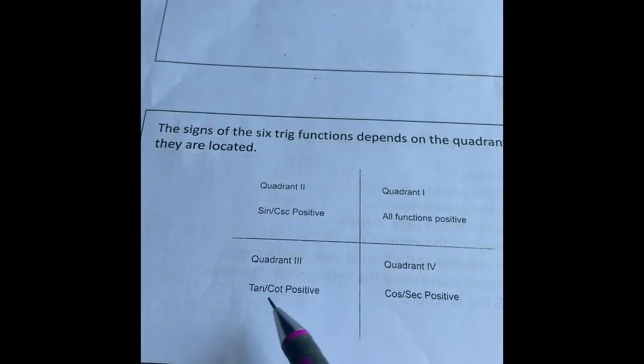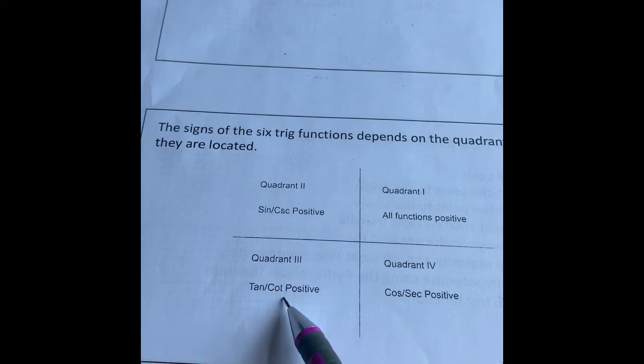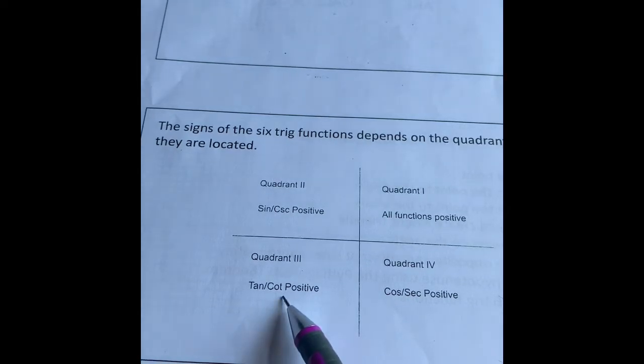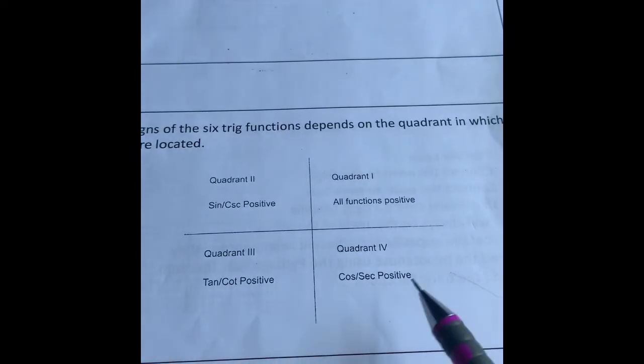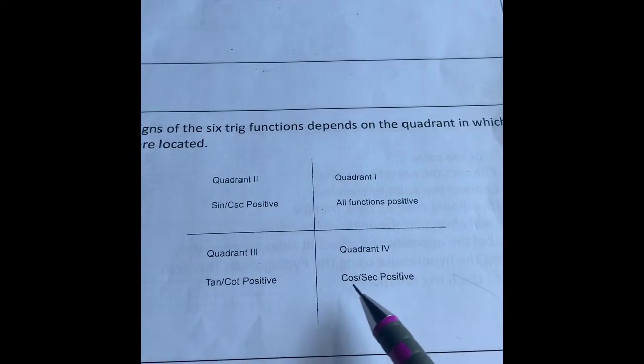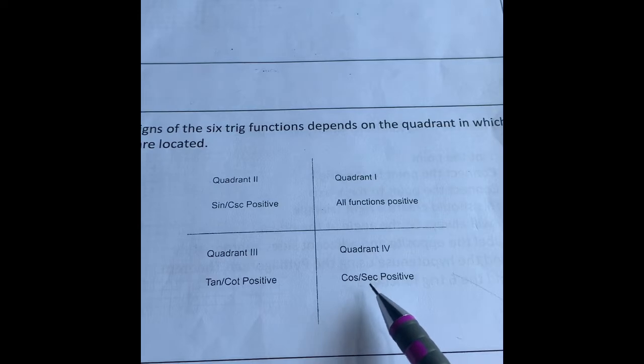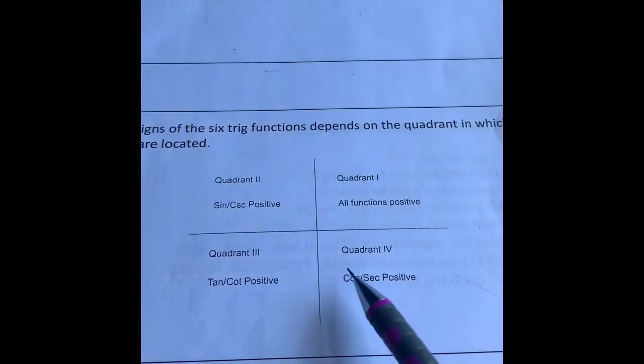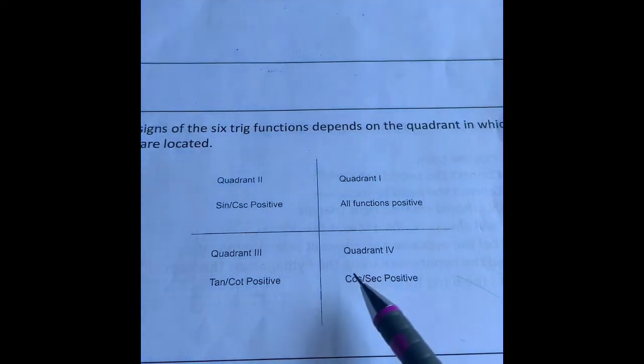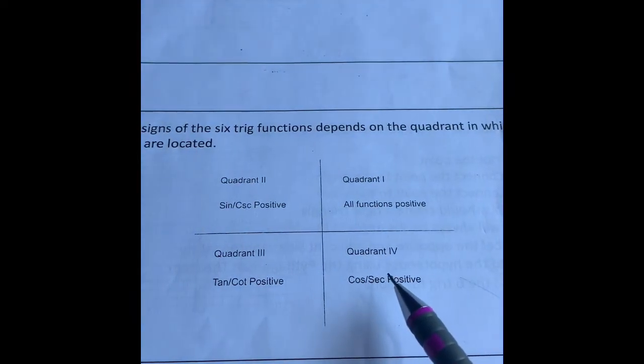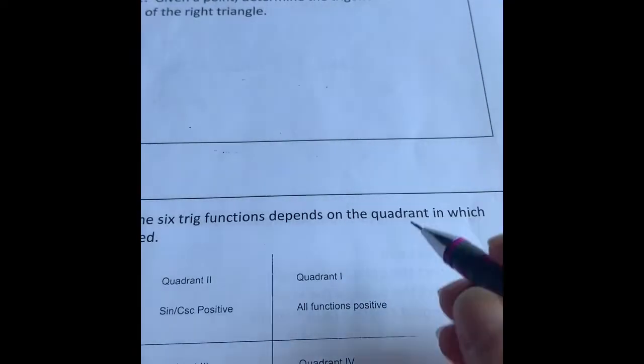Quadrant 3, only tangent and its reciprocal cotangent are positive. The rest of the trig functions in this particular quadrant are going to be negative. And finally, in quadrant 4, only cosine and its reciprocal secant are positive. The rest of the trig functions are going to be negative if the point in the right triangle sits in the fourth quadrant. Just some ways that they could write this when you're working with a problem.